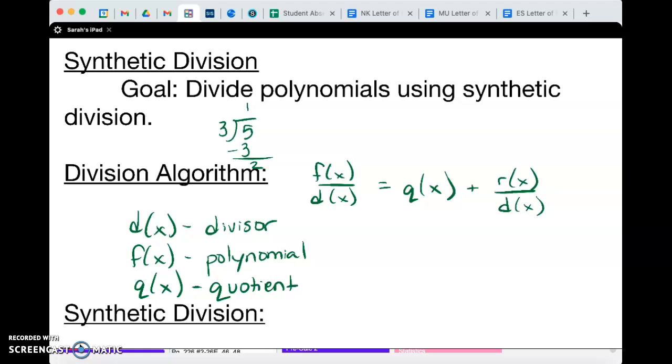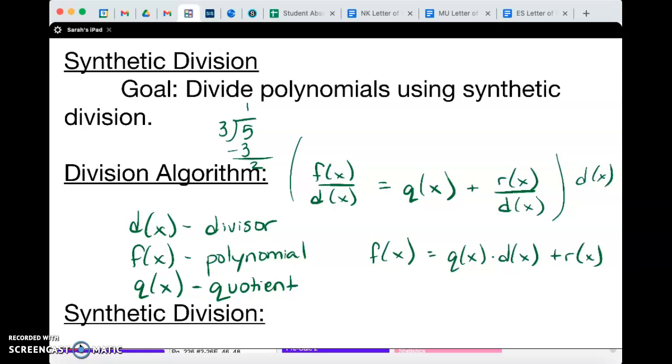Okay, so this is one way to write polynomials like as an equation basically. I could technically multiply all this by d of x. So this whole thing times d of x. So then I get f of x equals q of x times d of x plus r of x. So this is just another way of writing it.